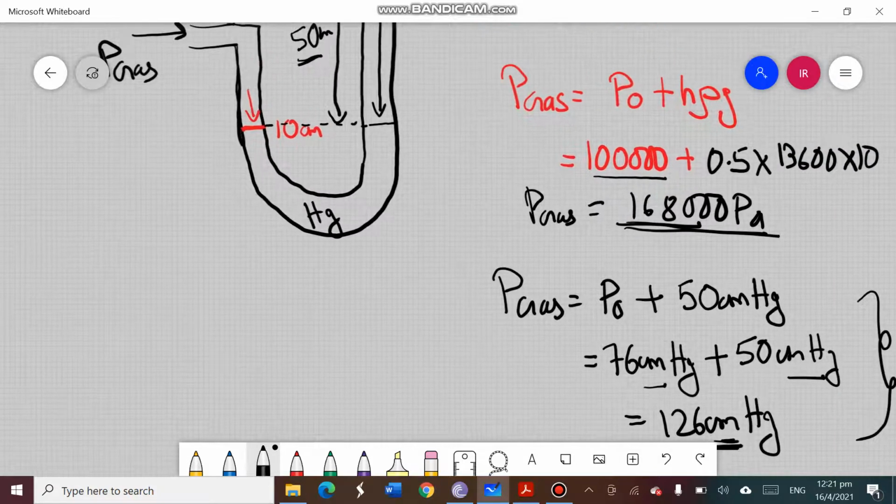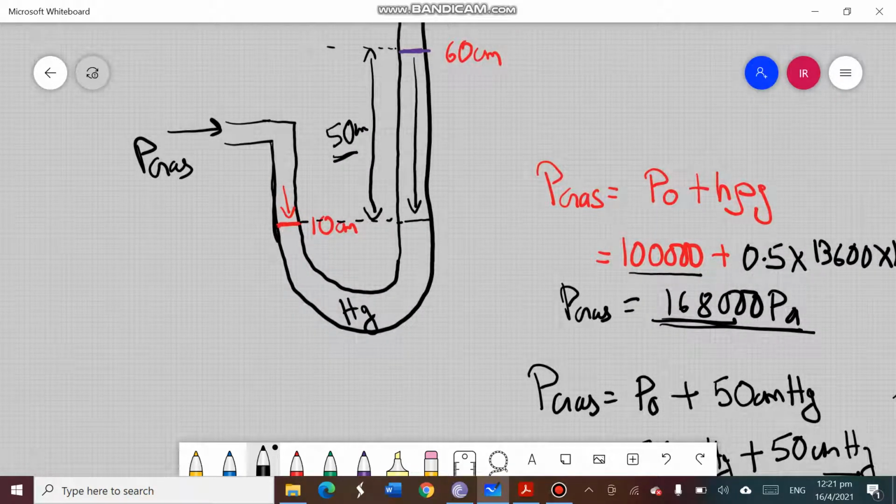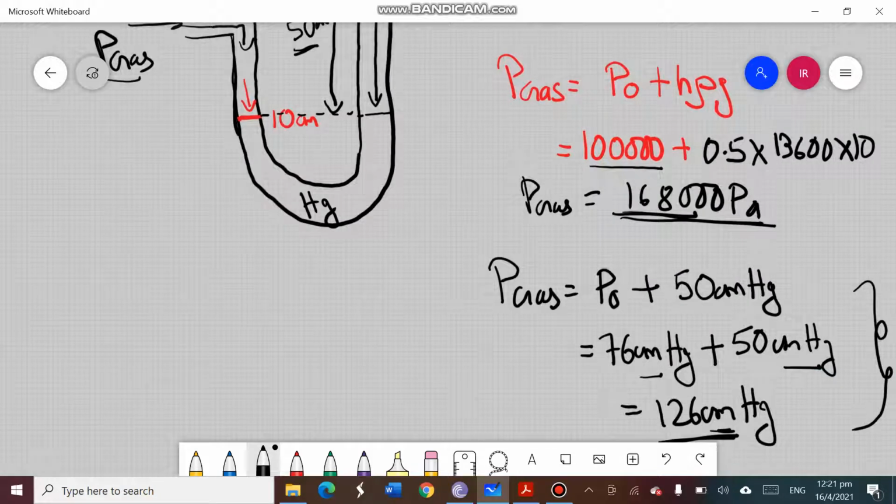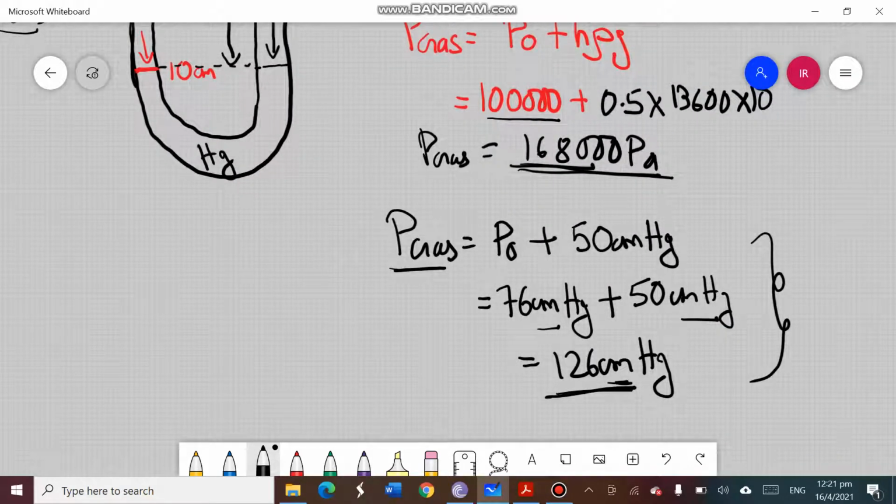The other thing the question might ask you is find the extra pressure, or find the excess pressure above the atmospheric pressure, or find the pressure above the atmospheric pressure that is exerted by the gas supply. Above the atmospheric pressure means that it is applying a pressure equal to atmospheric pressure, and it is applying something extra above that. How much is that extra pressure? If you look at this equation, the gas supply is applying a pressure equivalent to atmospheric pressure plus this much pressure. So this is the additional pressure which the gas supply is exerting.